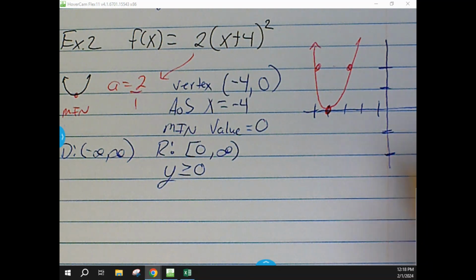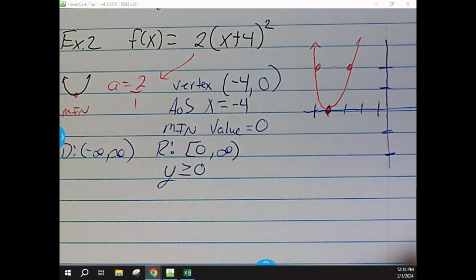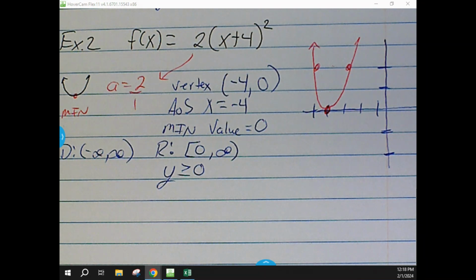All right. Again, they may or may not ask for that. This one we'll leave it off. If they ask for the axis of symmetry, we would have gone back and just drawn a dash line right through here. But they didn't ask for it, so we don't have to put it.